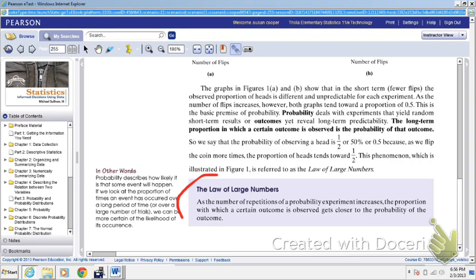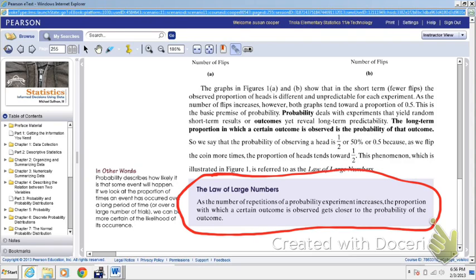Okay, so for starters, the law of large numbers. I don't know how well you can see that using this iPad, so I'll zoom in a little bit and read it to you. It says, as the numbers of repetitions of a probability experiment increases, the proportion with which a certain outcome is observed gets closer to the probability of the outcome. So, for example, what's the probability of getting tails on a fair coin? Well, you'd say that's a 50% chance, 0.50, right?